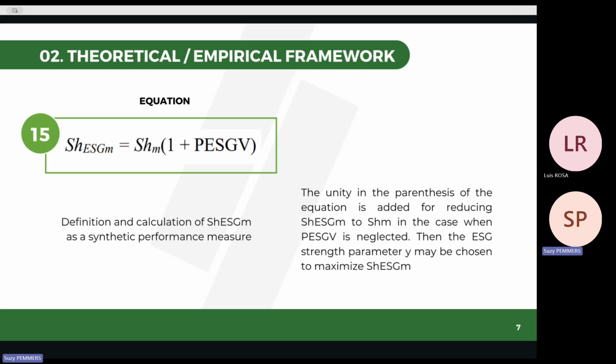It's a definition and calculation of SHESGM as a synthetic performance measure, and the unity in the parentheses of the equation is added for reducing SHESGM to SHM in the case when PESGV is neglected. Then you can see that the strength parameter gamma may be chosen to maximize SHESGM.